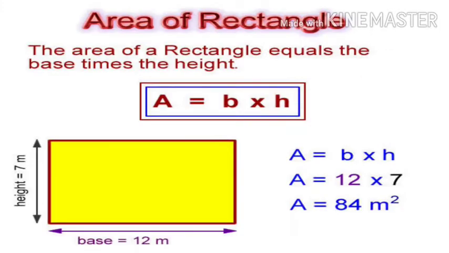Now let's see the area of a rectangle. The area of the rectangle equals the base times the height. A equal to B into H, or else length into breadth. Okay, here the height value is given as 7 meter and the base value is given as 12 meter. To find the area of the rectangle, we have to multiply the length and breadth. 12 into 7 is equal to 84 meter square.